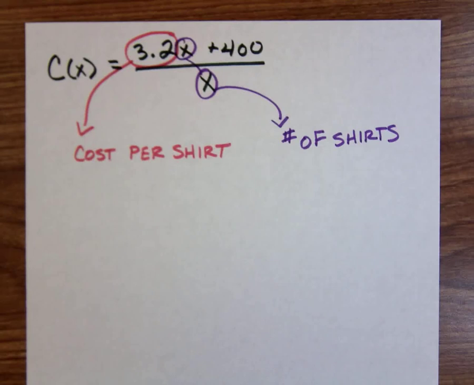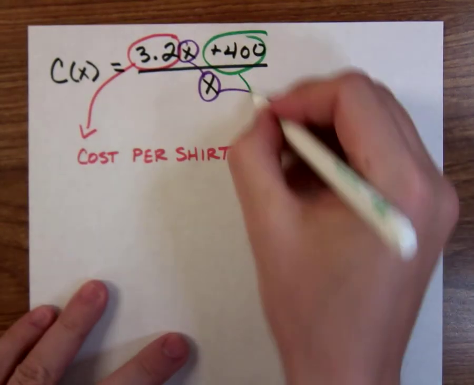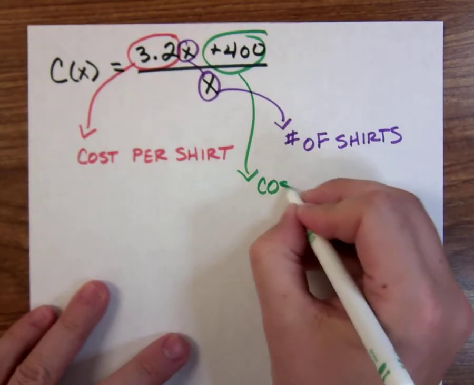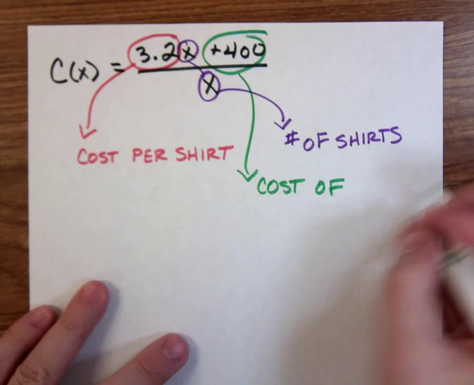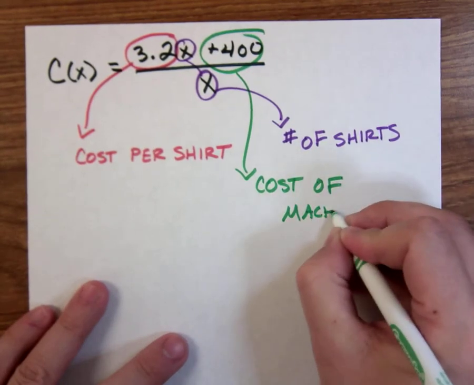You need customers. That's your X. Your X is the customers. What else do you need? If I were to bring you a box with 4,000 shirts in it and some shirt ink, and I said, hey, can you screen print these shirts for me? Machinery. You need a machine. I'm not going to go screen print those by hand. Are you insane? 400 is the cost of the machine that screen prints the shirt.